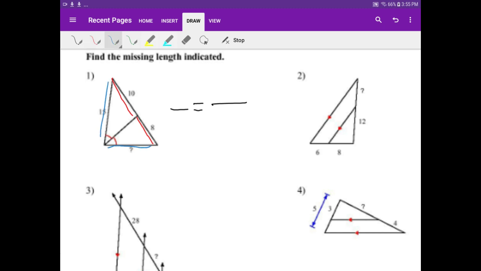So it's going to be the red 10 divided by 8, and then the red 15 divided by x. So when you cross multiply this, it's 10x equals 15 times 8, which is 120. Then you divide, and x equals 12.